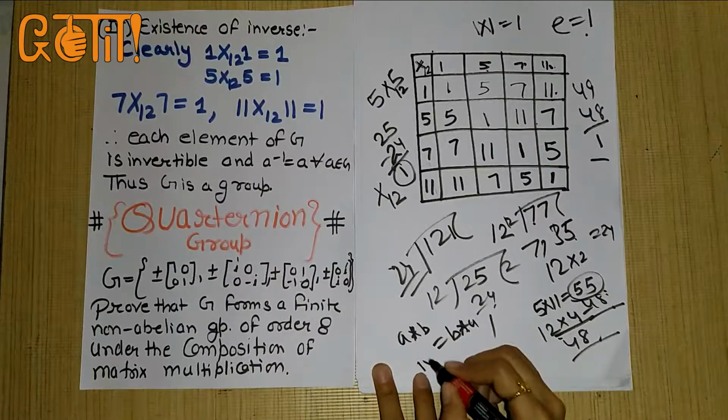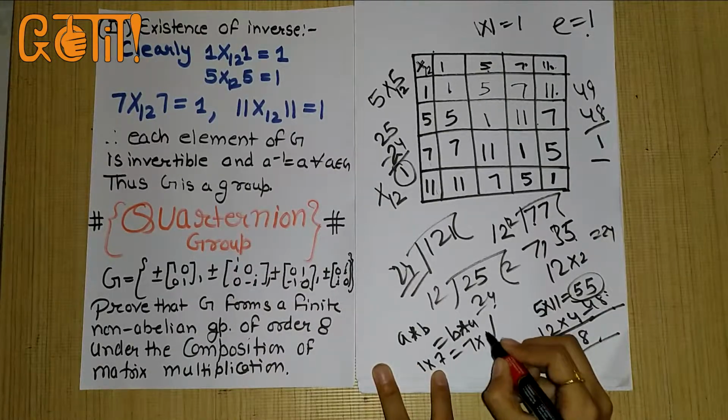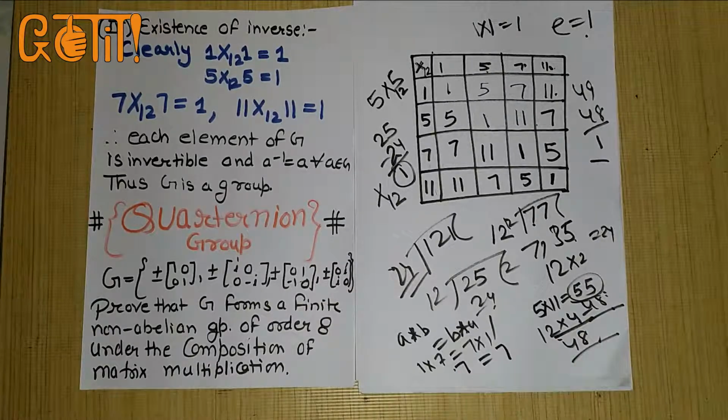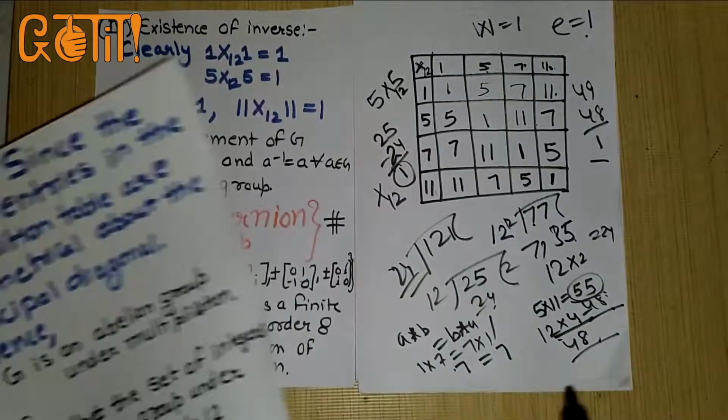1 times 7 is equal to 7 times 1, because 1 multiplied with 7 is 7 and 7 multiplied with 1 is 7. So guys, under multiplication, any group, when will it be abelian?